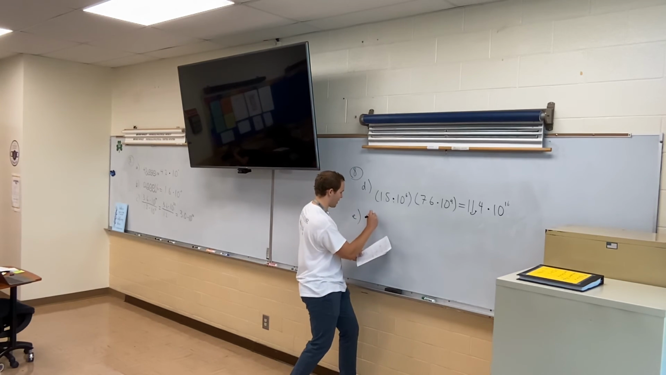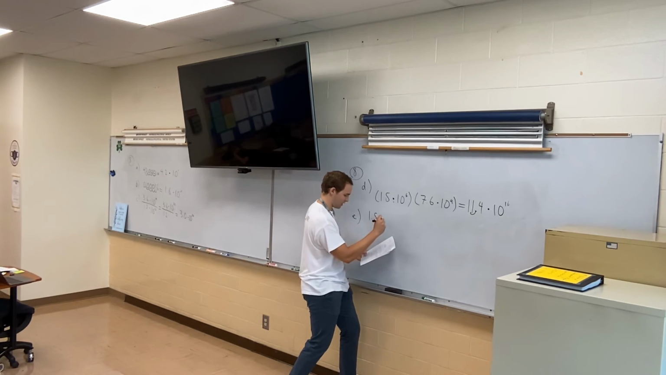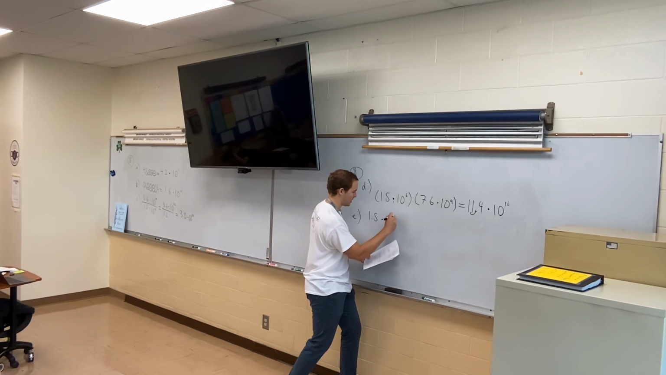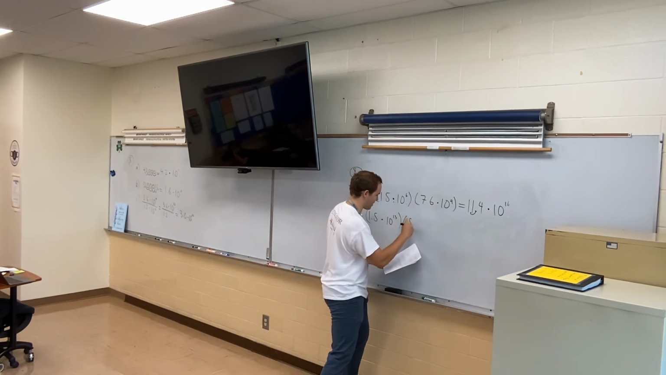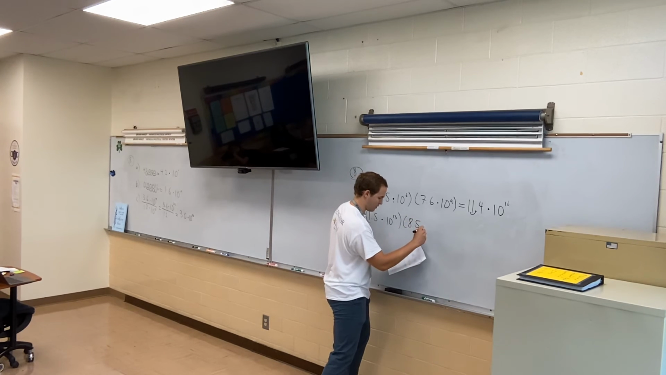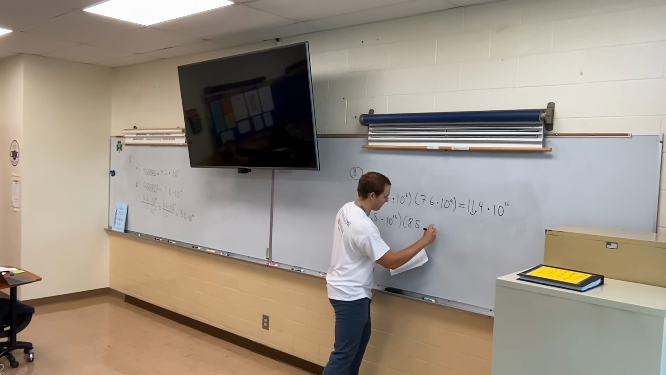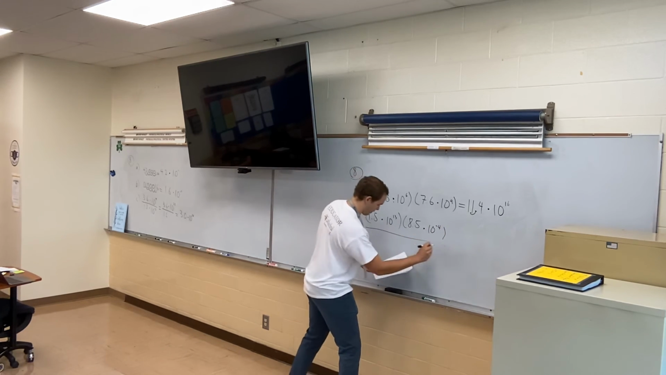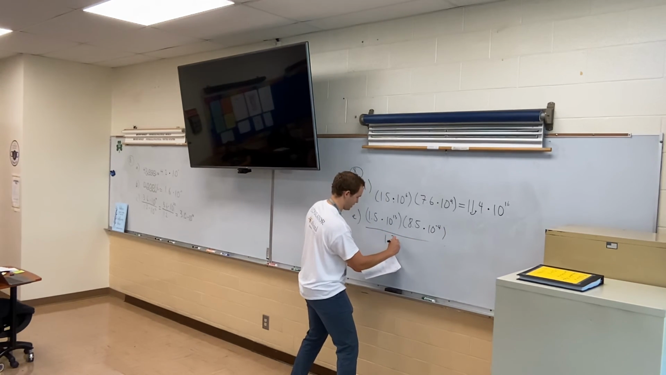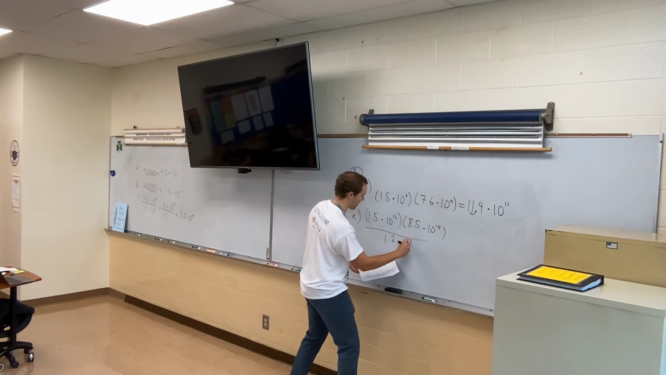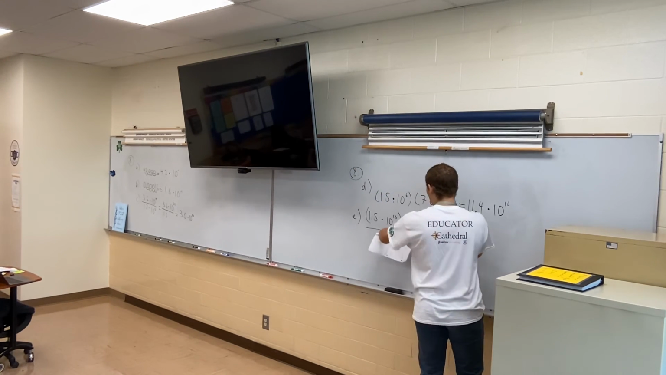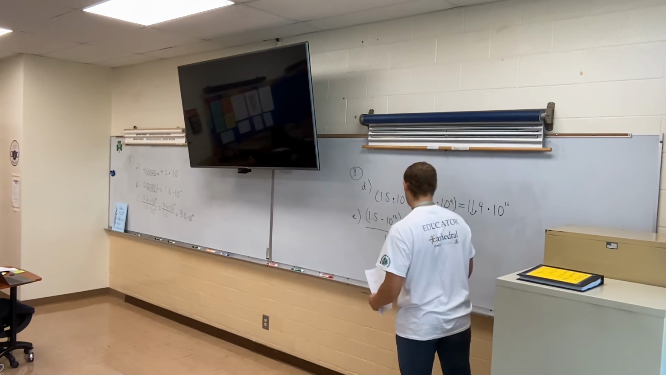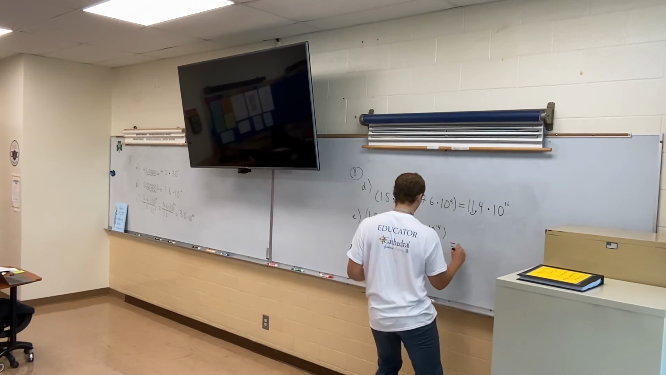And then E, oh, E's fine. E, 1.5 times 10 to the 13 and 8.5 times 10 to the negative 4, all over 1.2 times 10 to the 7. Okay, this looks scary at first. What I recommend is just simplifying the top and then simplifying the bottom. So let's simplify the top.